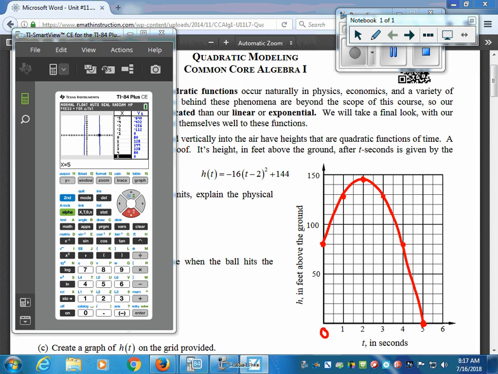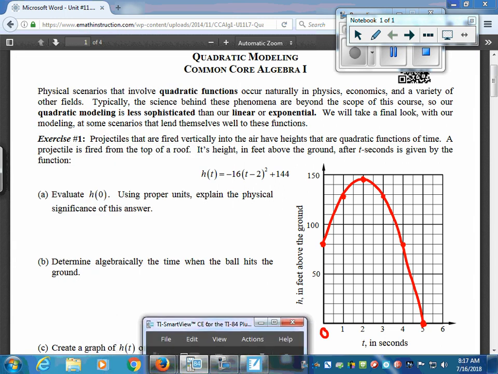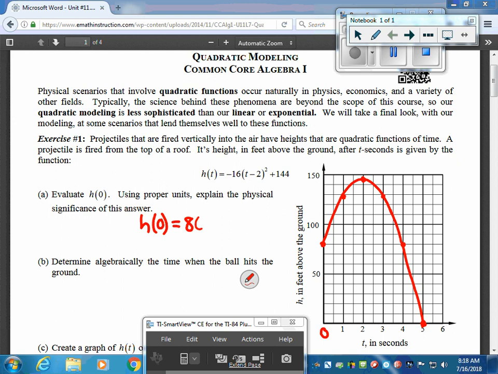And this was part C of the question, but having that graph is going to help us with the other parts. So first off, it says evaluate h of 0. So when the time is 0, the height is going to be 80. So h of 0 ends up equaling 80. And it says explain the physical significance of this. This is the point where they release the projectile. So at 0 seconds, we're at 80 feet. And that means that at 80 feet, the projectile is released. So imagine it being on top of a building or something like that.